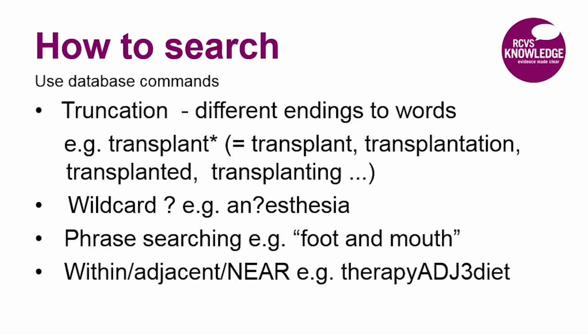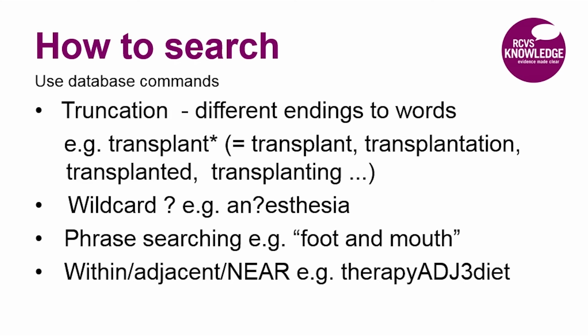So you've got all your terms now, and now we need to go to the database and work out how each database structures its searching. They all work broadly the same with some differences. Nearly always truncation, so putting an asterisk at the end of a word will give you all the variants after that. So transplant with an asterisk at the end will give you transplant, transplantation, etc. Word of warning, if you try and do that with dogs or cats, it doesn't work. If you put cat, asterisk, you'll get catalyst and catastrophe, and don't do cats, cat and cat.